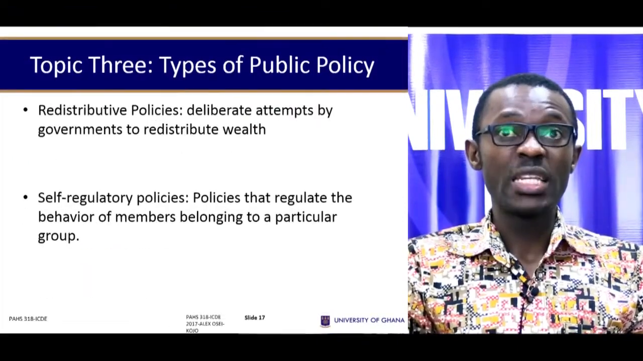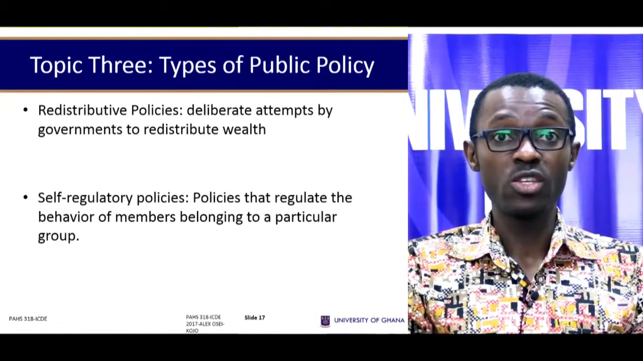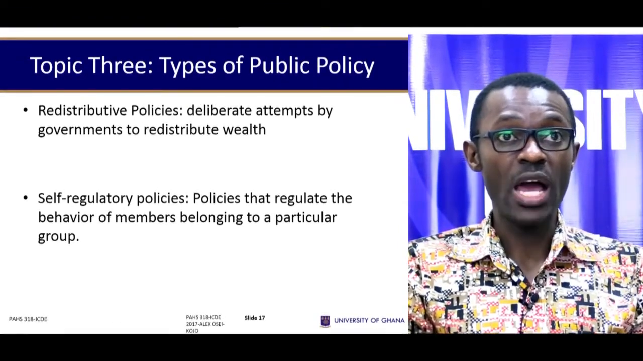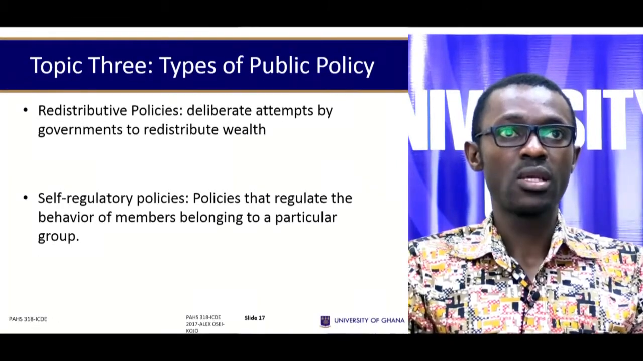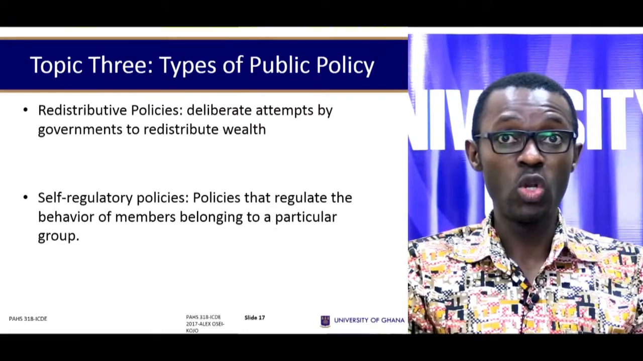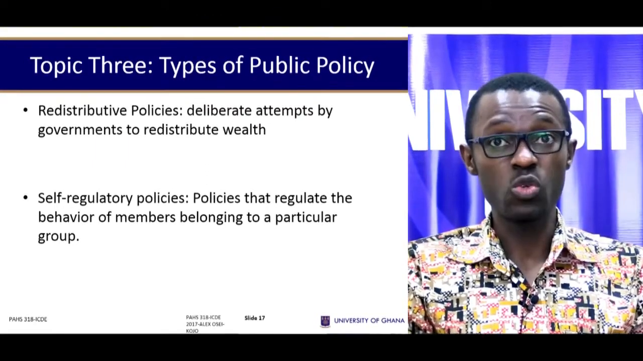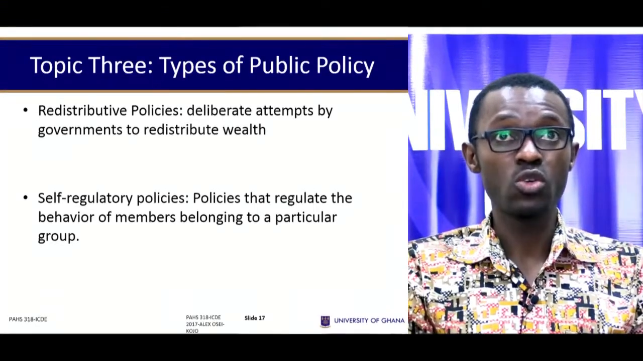Redistributive policies are deliberate attempts by government to redistribute wealth, to redistribute the national cake so we can have a fair and just society. Whereas self-regulatory policies are policies that regulate the behavior of members belonging to a particular group, like UTAG, the Ghana Medical Association or the Ghana Bar Association.